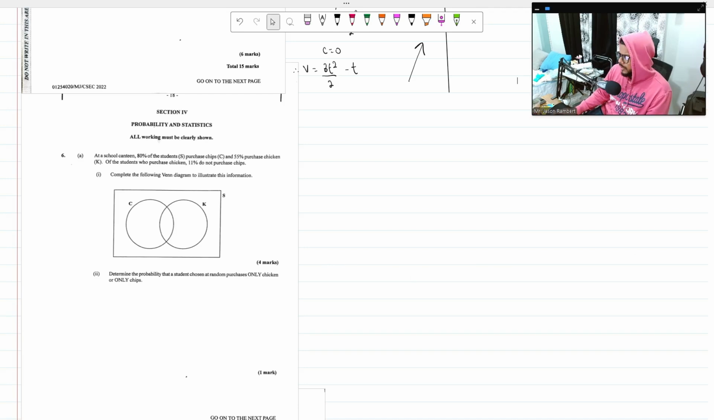So at a school canteen, 80% are the students. So let me put this into perspective, right? If 80%, did they give us a total number of students? They didn't. 80% of the students will represent 80 over 100. So 80% is going to be 8 out of 10. 80 over 100, 8 out of 10, 4 out of 5.